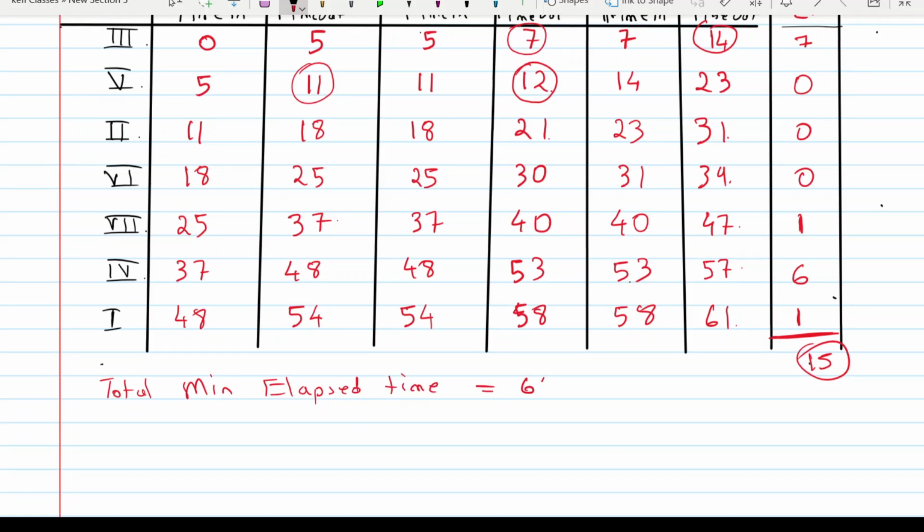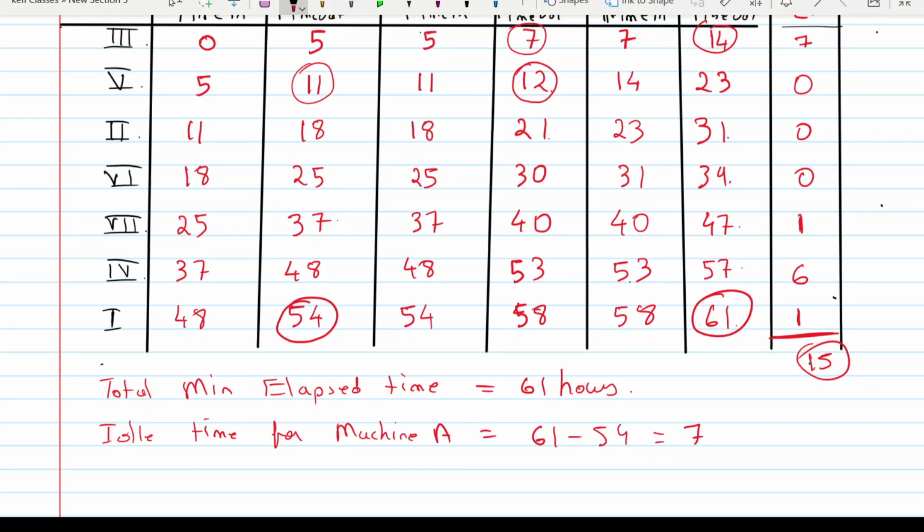Total minimum elapsed time is 61. ये क्या था? Hours, hours, cars, जो कुछ रहेगा वो. हाँ ठीक है. So 60 hours. Then idle time for machine A. How much is it? 54 को खत्म हो रहा है, 61 तक जॉब चल रहा है. So that's going to be 61 minus 54, which is 7.